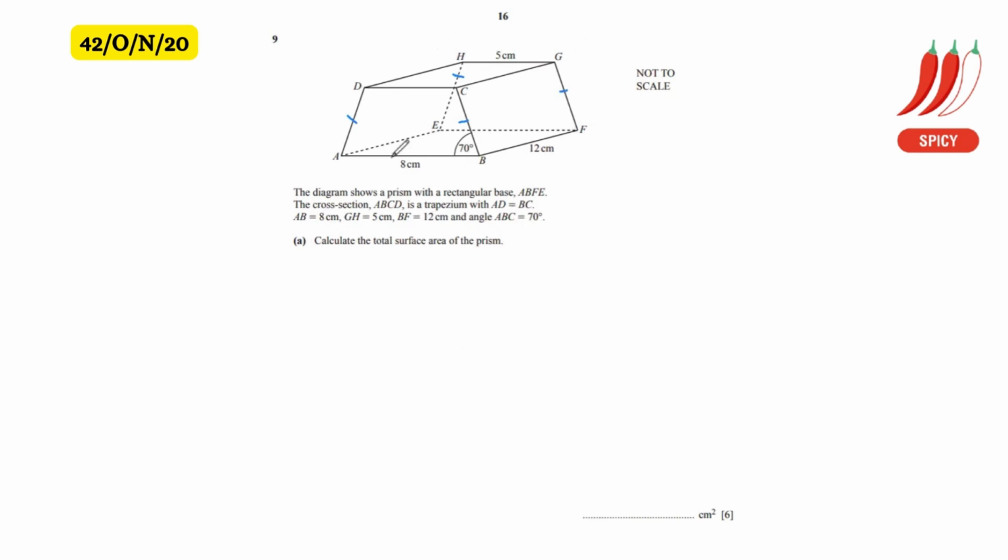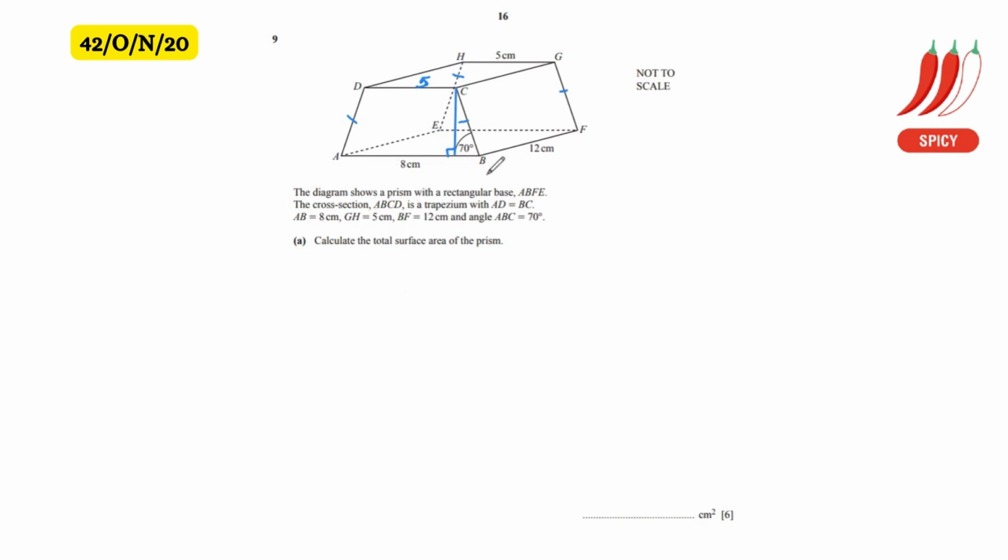So what we can do is we can first begin with finding the height of the trapezium. If we draw a line from point C towards the length AB, this perpendicular height is what we're going to find, which will be the height of the trapezium. Now, if GH is 5, that means DC is also going to be 5.